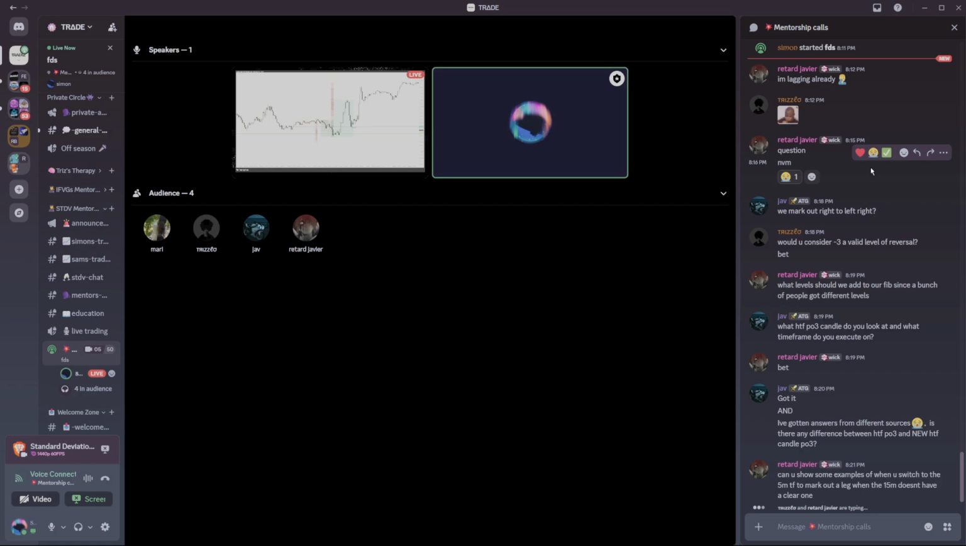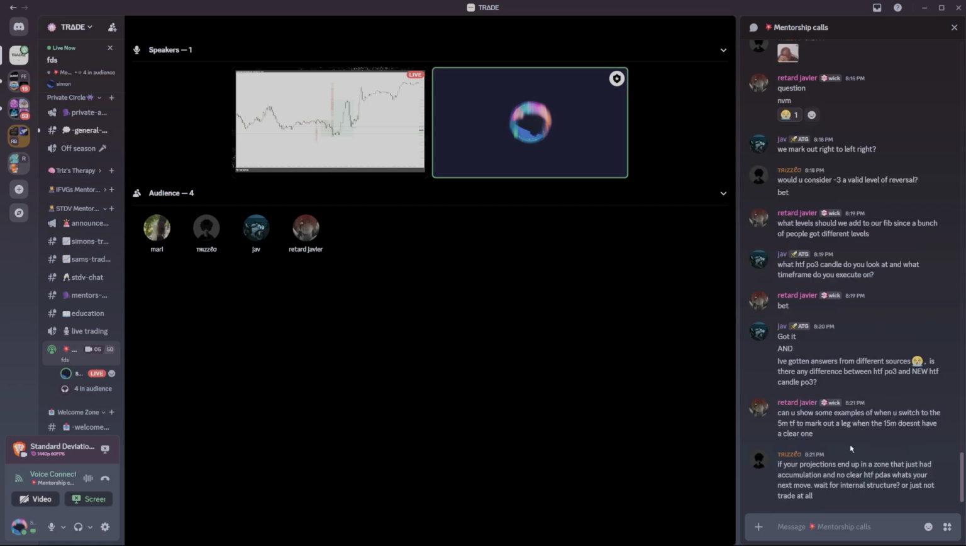Is there any difference between high time frame power 3? I'm not too sure what that is. A new high time frame power 3. I mean, they're all the same power of 3. It just depends on the expansion zone, or if manipulation decides to just continue manipulating. I don't really have an answer for that. I can show an example. Yeah, I'll show you an example after everyone's done with their questions.